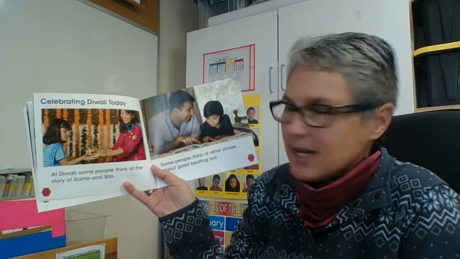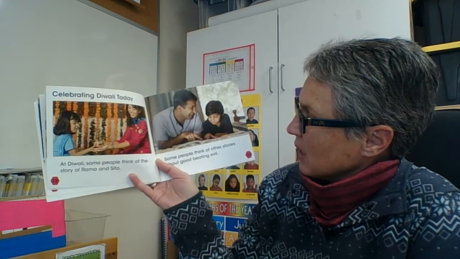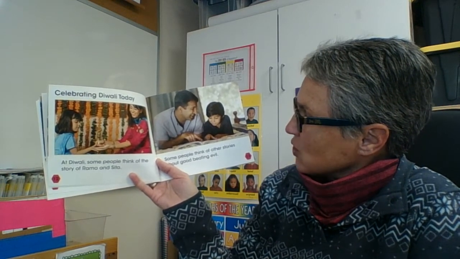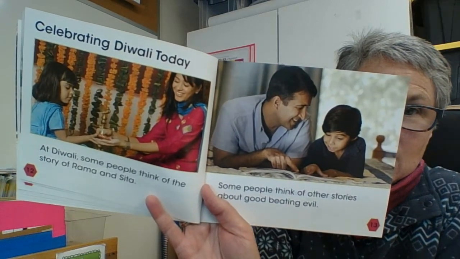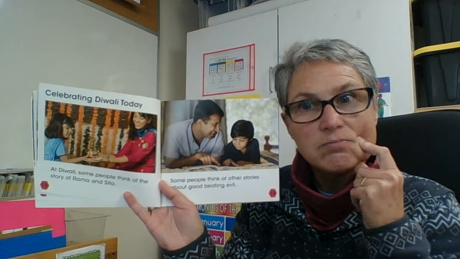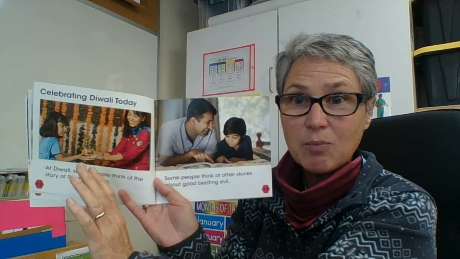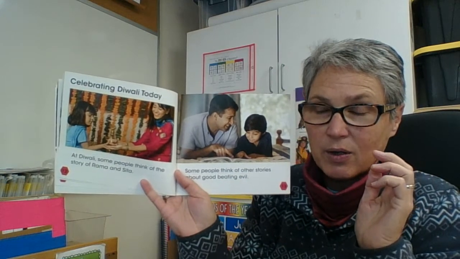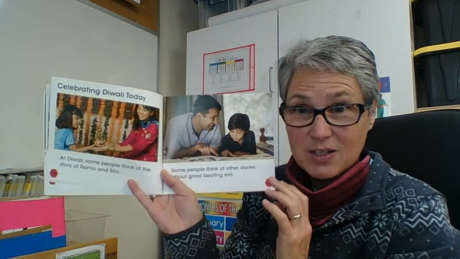Celebrating Diwali today. At Diwali, some people think of the story of Rama and Sita. Some people think of other stories about good beating evil. Now we know good, evil, opposite. You're either having a good time or there's evil going on, so not such a good time. So we have opposite sides.